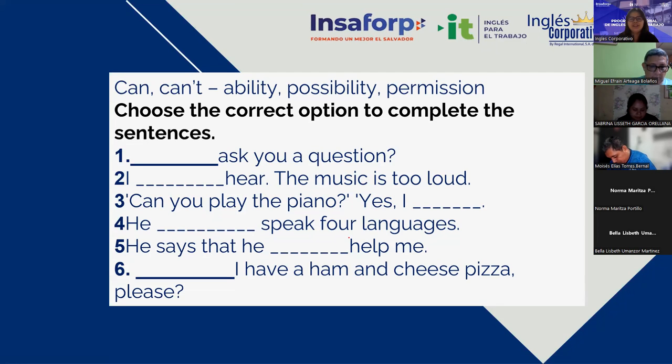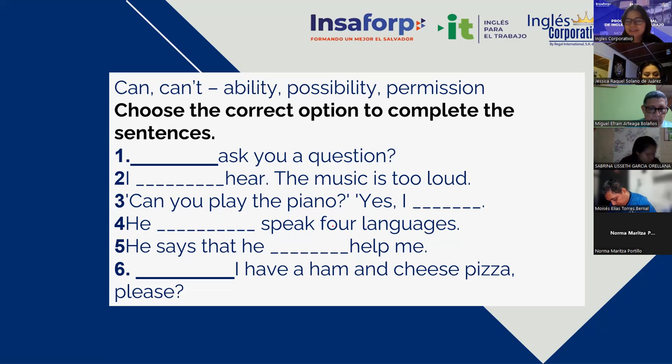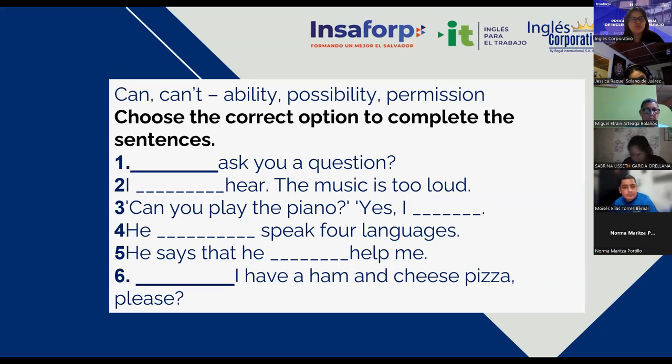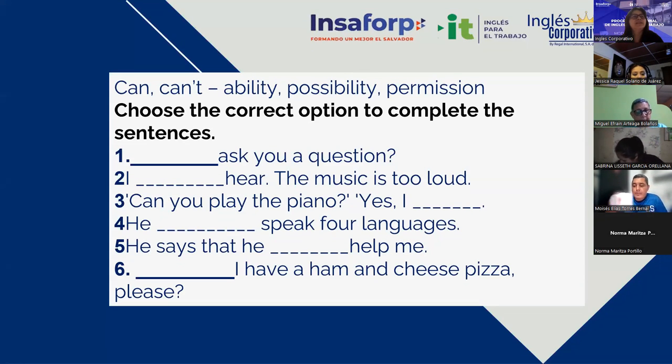Okay, so let's move on to the next exercise. I don't know if everybody finished. Everybody finished. Yes. Okay. Now look at this. Oh, it appeared with the answers. Possible. Yes, a moment. Again, you will use can or can't, right? To complete the sentence.